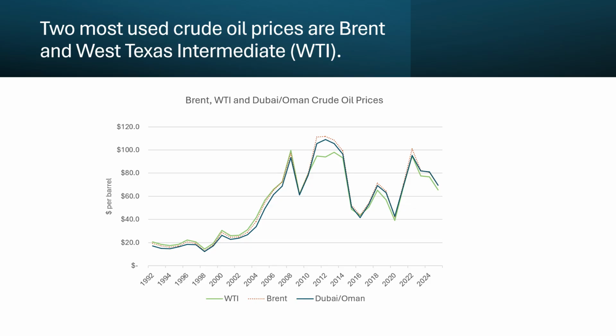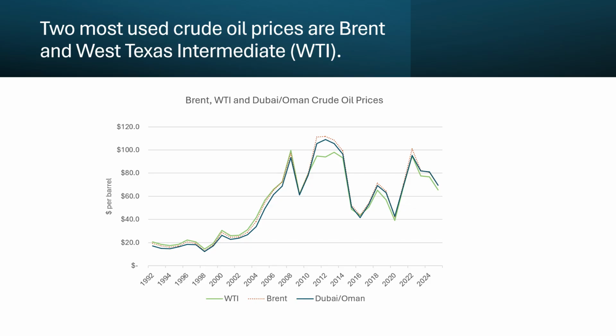I continue by discussing crude oil and petroleum prices. Two most used crude oil prices are Brent and West Texas Intermediate, or WTI. Brent refers to crude oil produced in the North Sea and is a benchmark for two-thirds of international crude oil trades, including Europe, Middle East, Australia, and parts of Asia.